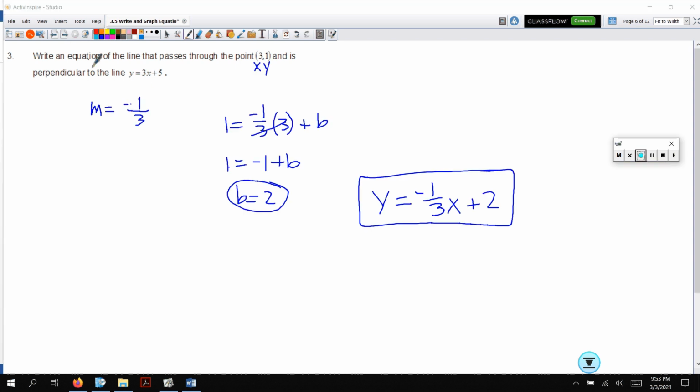Okay, perpendicular to y equals 3x plus 5 means the slope is now -1/3. Don't worry about fractions, sometimes they work out. So I plug in my y, 1 equals negative 1/3. Plug in my x times 3 plus b. 3's cancel. 1 equals negative 1 plus b. Add 1 to both sides. B equals 2. Put it together and you are finished.